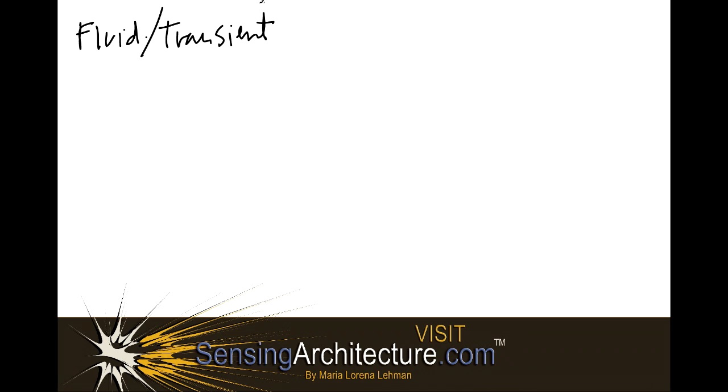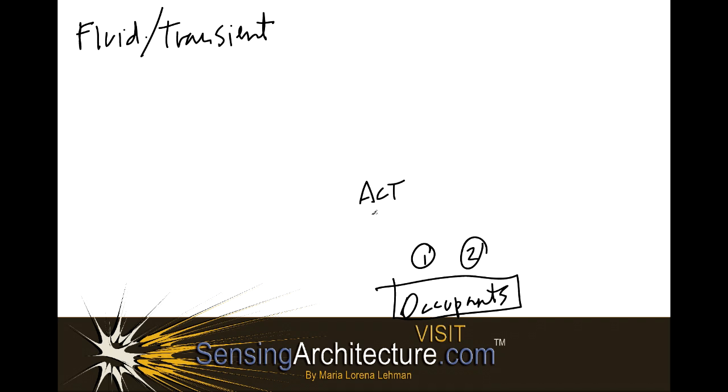So within this diagram, there are various occupants. Here we have occupants 1 and 2. And within our hypothetical situation here, each occupant has an activity. So we have activity A for occupant 1 and activity B for occupant 2.